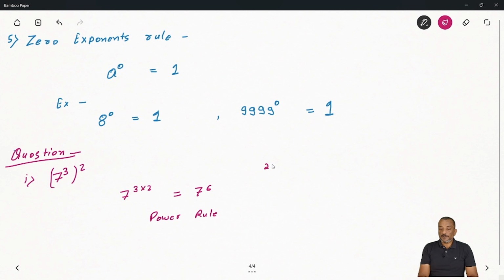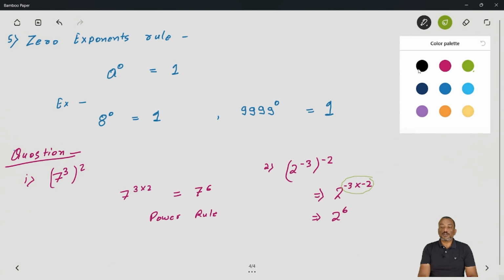The second question says we have 2 to the power minus 3, and the whole is to the power minus 2. Again, we will solve this based on the power rule. So 2 raised to minus 3 times minus 2. You will get plus 6, since minus 3 times minus 2 is 6. You multiply their exponents, so it is based on the power law.